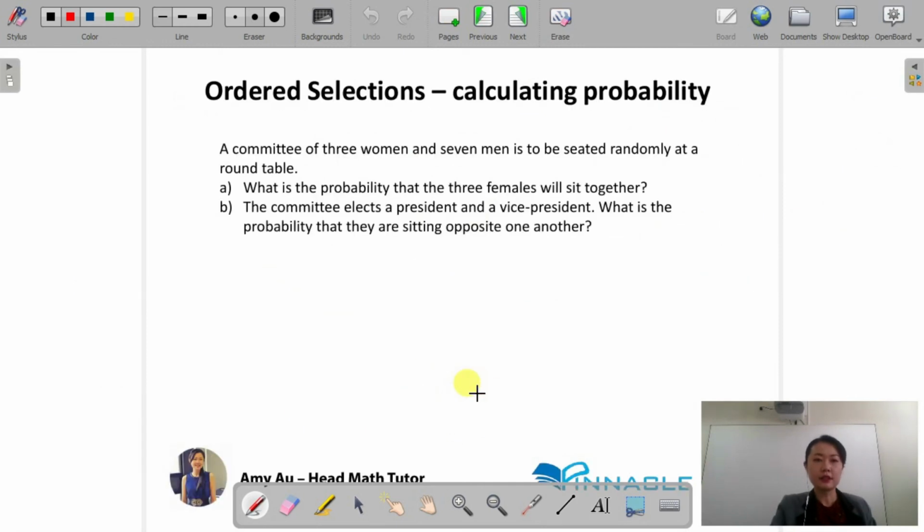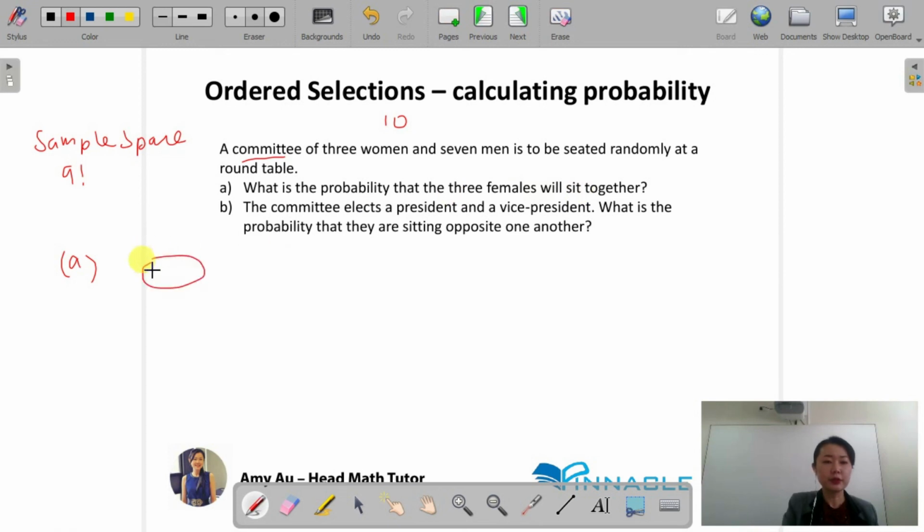All right, finally, let's look at the probability, but this time in a circle. So we've got a committee of 3 women, 7 men to be seated randomly at a round table. What is the probability that 3 females will sit together? Actually, before we do that, let's have a look at the sample space. So sample space is 3, 7, so 10 people. So 10 people is 9 factorial in a circle. That's your sample space.